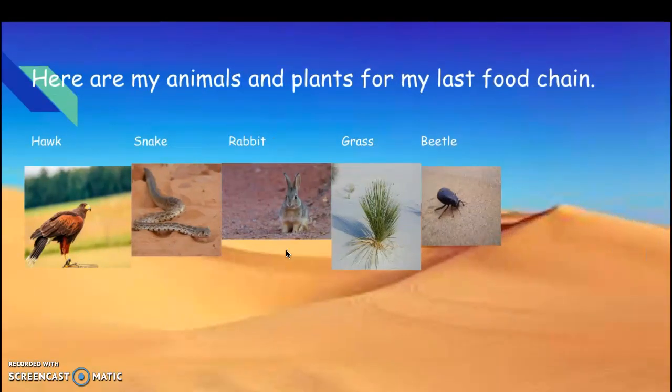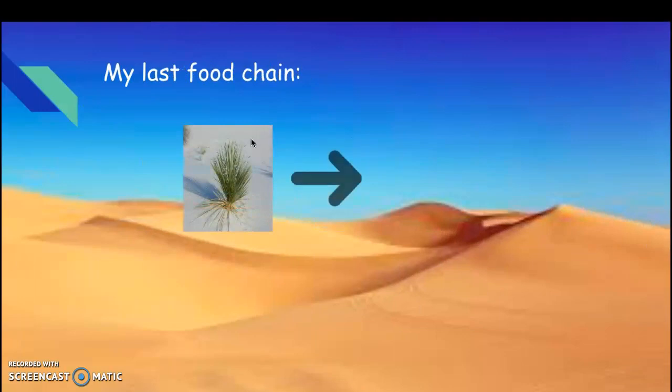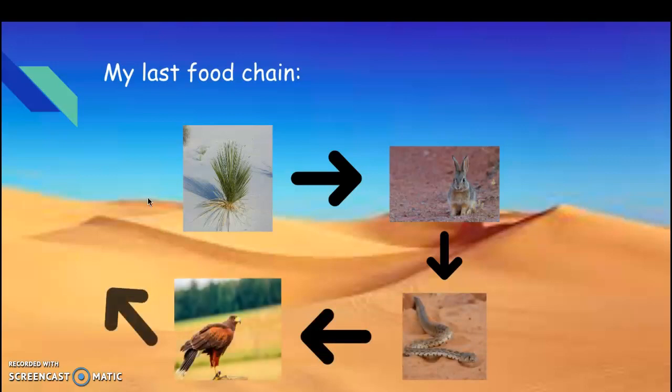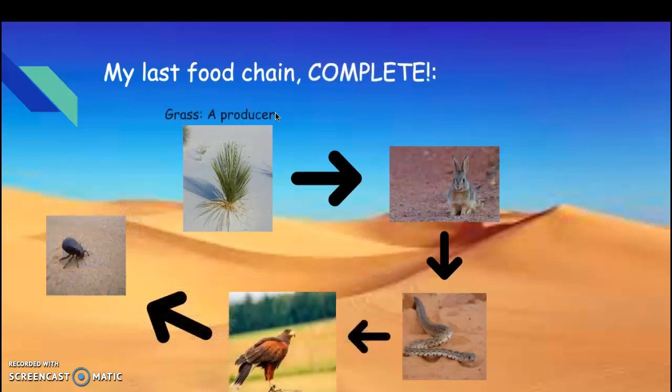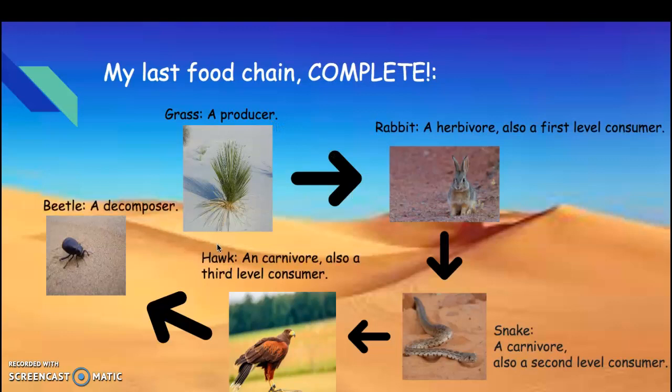Here are my animals and plants from my last food chain. There's hawks, snakes, rabbits, grass, and beetles. Last food chain. See how this one unfolds. All of the descriptions here you have seen before. Let's hope you paid attention.